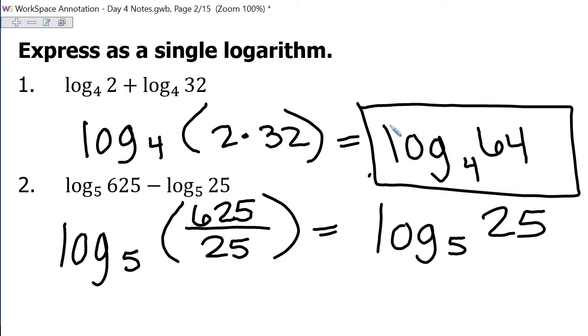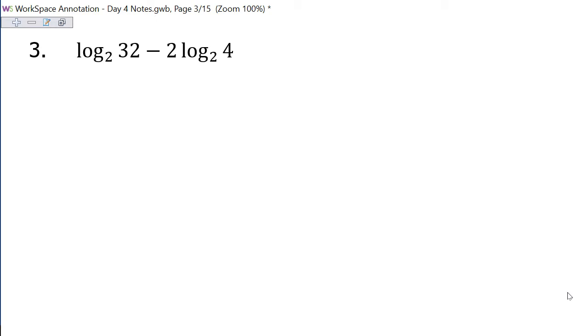So again, what we're doing today is not hard. Okay, 13 more examples to go. Next one, number 3. Log base 2 of 32 minus 2 log base 2 of 4.